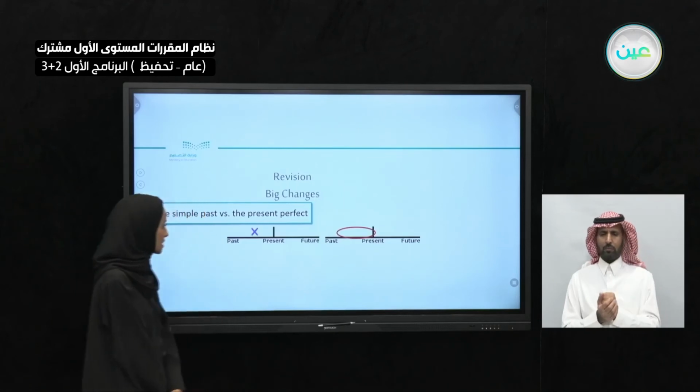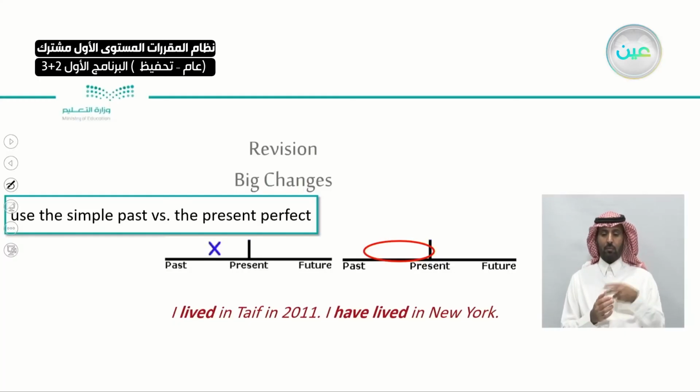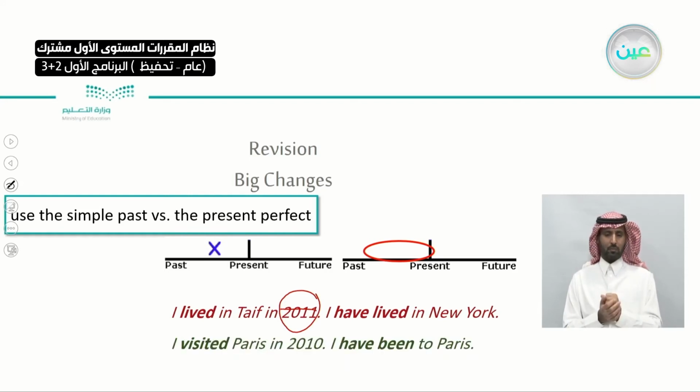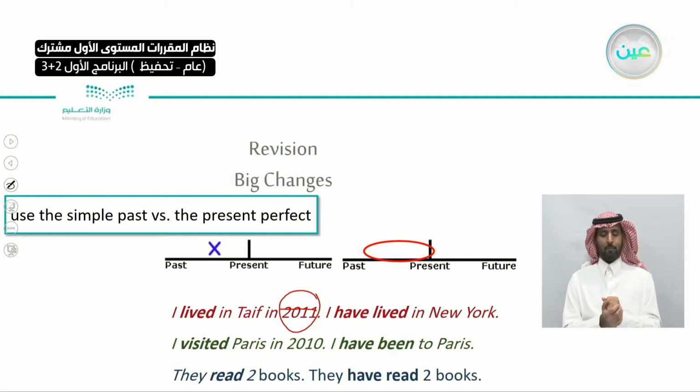Okay? Some examples in here. I lived in Taif in 2011. Where is the keyword? 2011, a specific date. However, I have lived in New York. When? In the past. I still remember it. So if you take out 2011, we can say I have lived in Taif. Then, I visited Paris in 2010, a specific date. I have been to Paris. When? In the past. They read 2 books. They read them and they finished the books. And also, they have read 2 books. They have read them and they are telling me about the experience. Okay? Past simple and present perfect.